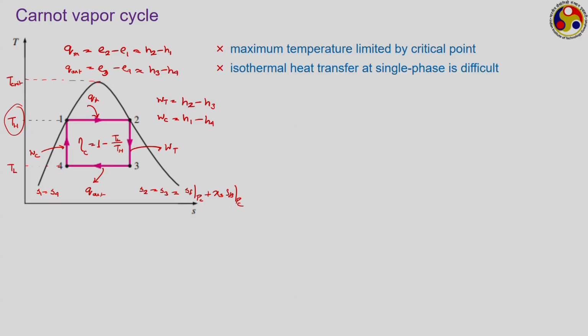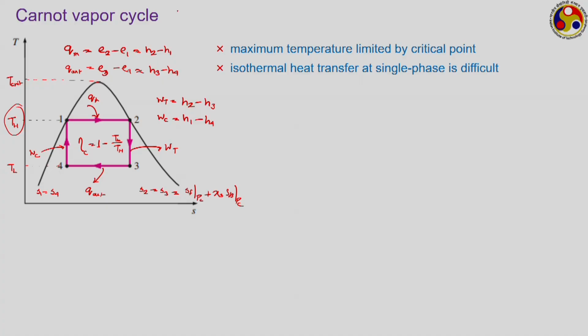Isothermal heat transfer in a single phase is difficult. As long as we are within the vapor dome, that is, as long as we have phase change based heat transfer, both pressure and temperature remain constant, and it is quite easy to achieve in practice. But as soon as we enter this side of the dome or this side of the dome, we are into the single phase region. While it is quite easy to have constant pressure heat addition or heat rejection, it is nearly impossible in practice to have isothermal heat transfer, and that is another big concern about having this Carnot cycle in practice.